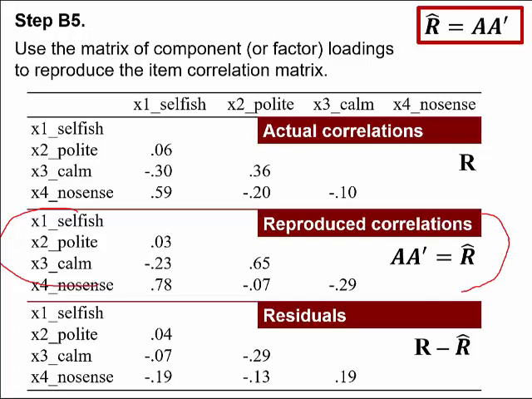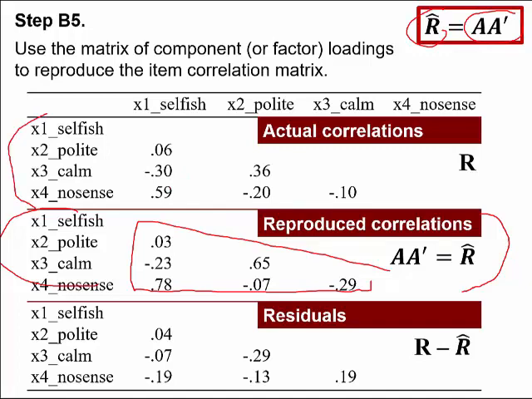So I have my pattern matrix or my structure matrix, they're the same thing, the matrix of component loadings, and I plug it into the formula where I'm essentially multiplying that matrix by itself to get my reproduced correlation matrix. And the correlations I get are right here in the middle. That's my reproduced correlation matrix. And at the top, again, I have the actual correlations. That's the same as it's always been. These are the actual correlations between my four items.